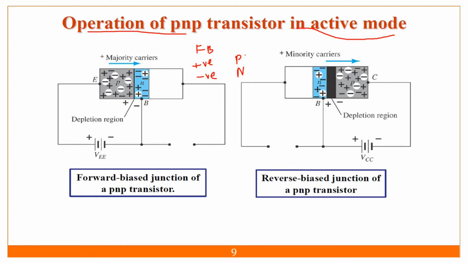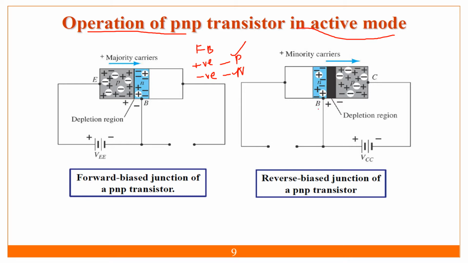In the p-type, holes are the majority and electrons are the minority, and in the n-type, electrons are the majority and holes are the minority. So P stands for positive, we connect the positive to the p-type, and N stands for negative, that is the electron. If you connect these two, that is forward bias, and if we reverse it, that is positive to the n-type and negative to the p-type, this is reverse bias.